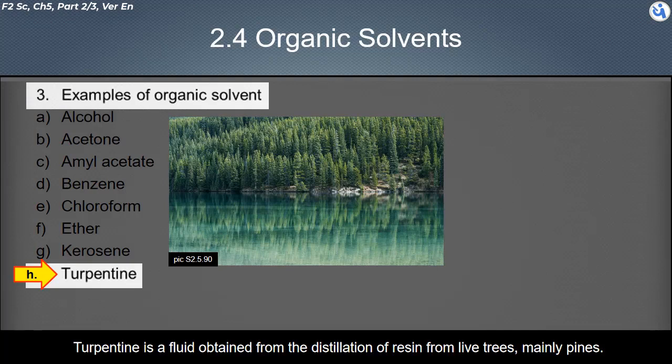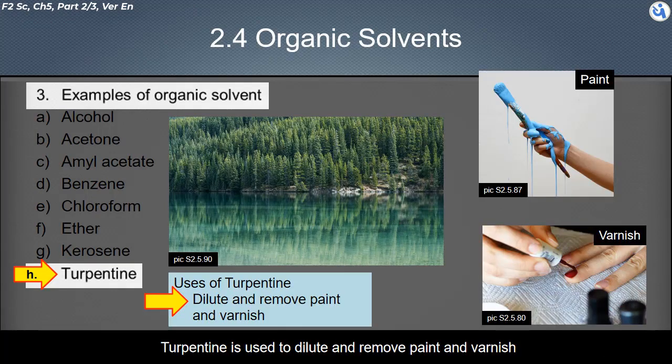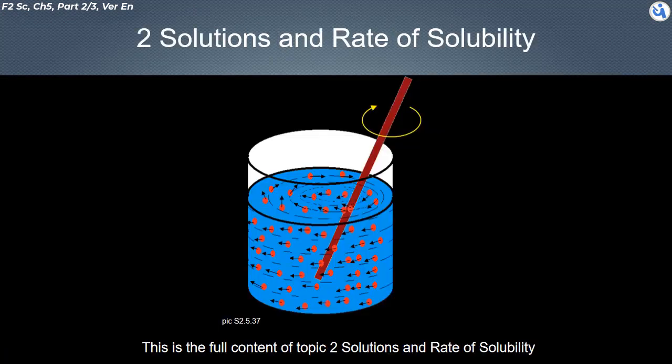Turpentine. Turpentine is a fluid obtained from the distillation of resin from live trees, mainly pines. Turpentine is used to dilute and remove paint and varnish. This is the full content of Topic 2, Solutions, and Rate of Solubility.